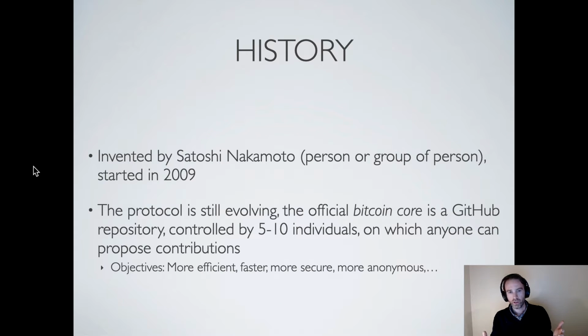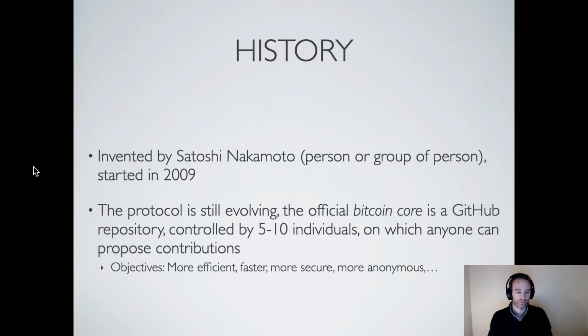So some elements of history. Most of you have already known of Bitcoin, that it was created by someone called Satoshi Nakamoto, which is actually either a person or a group of persons, we don't really know. And this was in 2009. But what many people are not aware of is that Bitcoin is evolving quite quickly. There are new versions very often.